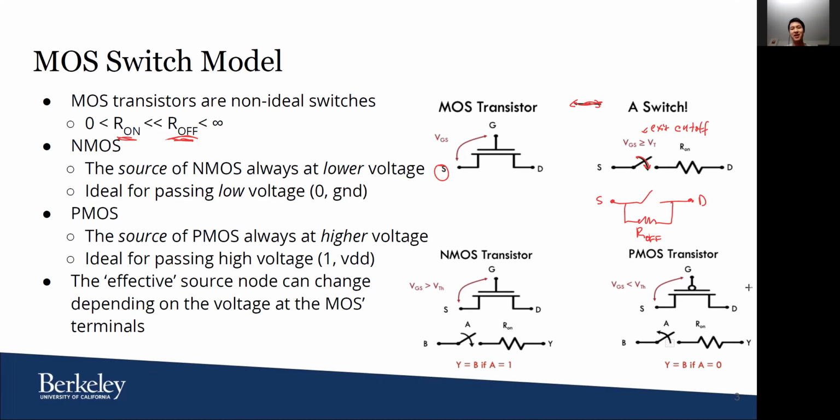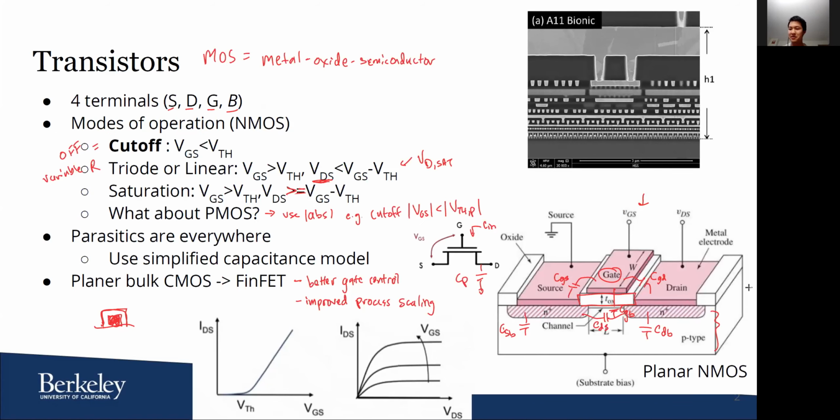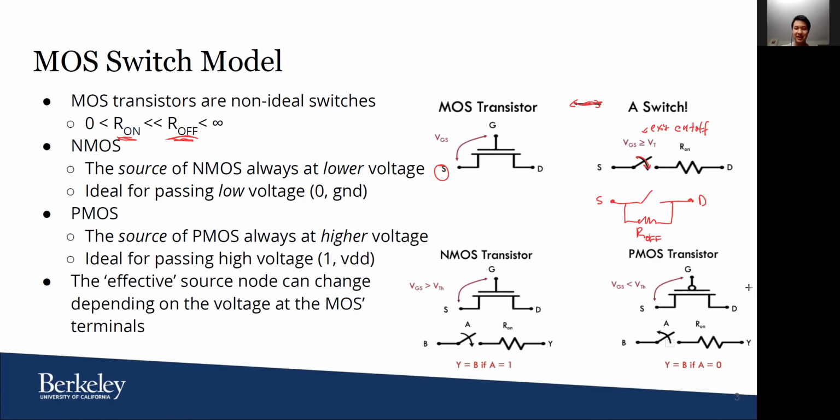Okay. Now, in these diagrams, it's important to note that the source node isn't actually physically one's the source and one is the drain. What defines the source is actually depending on the voltage. Because if we go back to this diagram on the right, the planar CMOS or planar NMOS transistor actually has physically the same structure for the source and the drain here. So if you were to apply a lower voltage on the right side versus the left, then the right side becomes the source. Okay. Does it make sense?